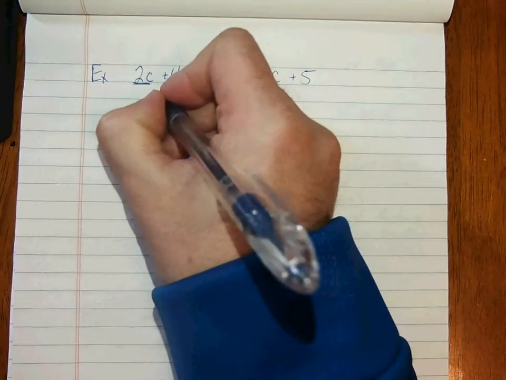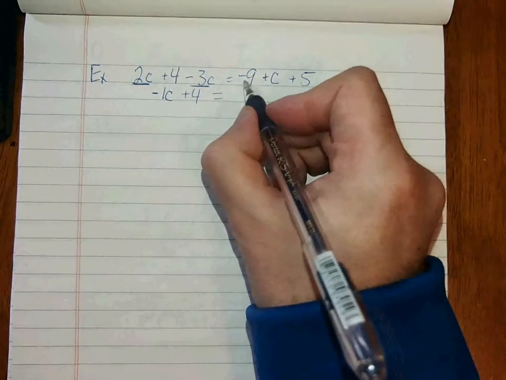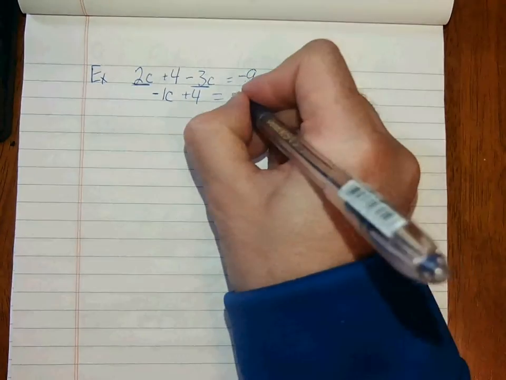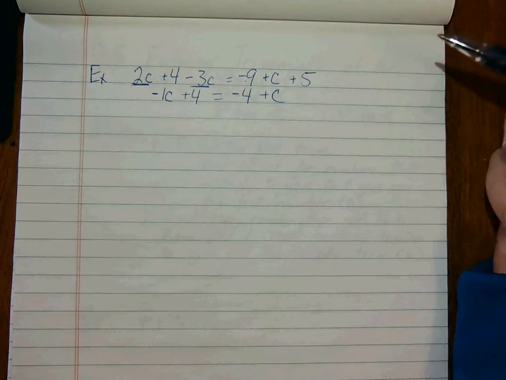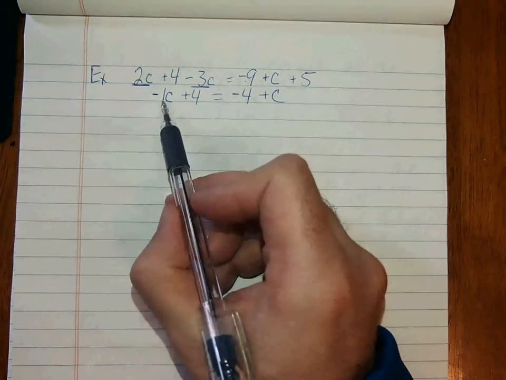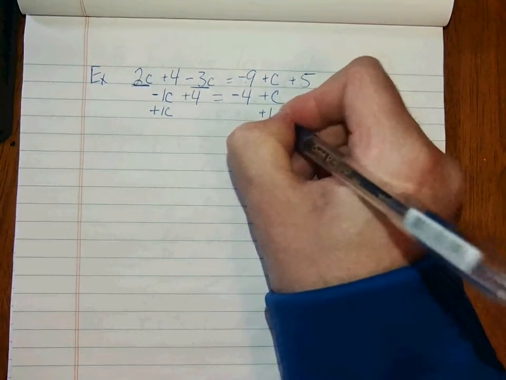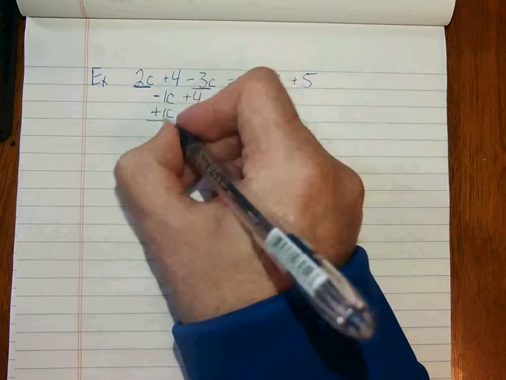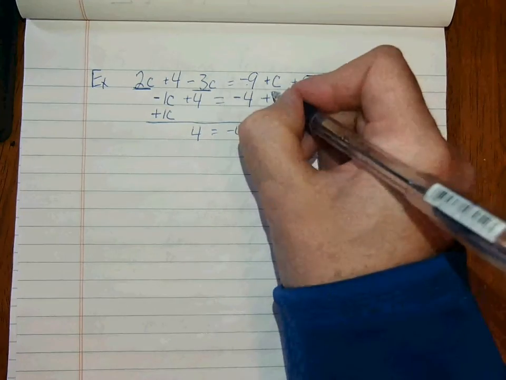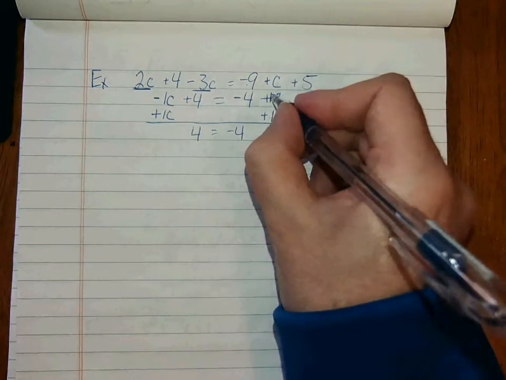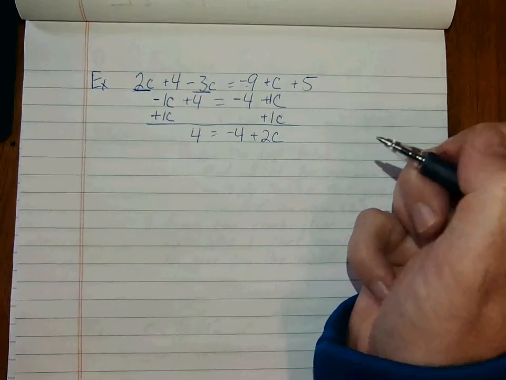So 2 minus 3 is going to give you a negative 1c. Then we have negative 9 plus 5, that'll be a negative 4. Now you can get your variables on one side. This is smaller, so I will add 1c to this side. That gets eliminated. So you have 1 plus 1. Now, if you want to put a 1 there, go ahead. So 1 plus 1 is 2. So you have 2c.